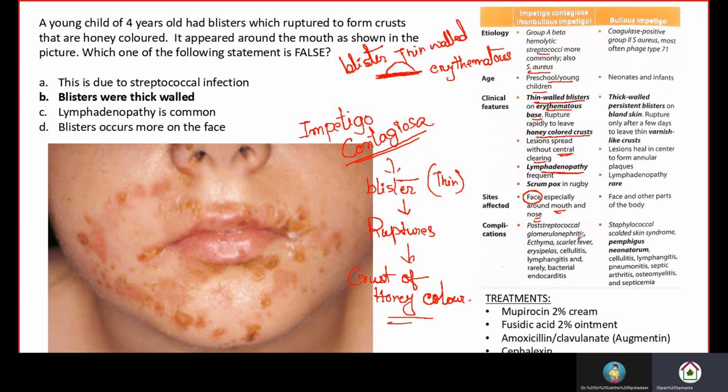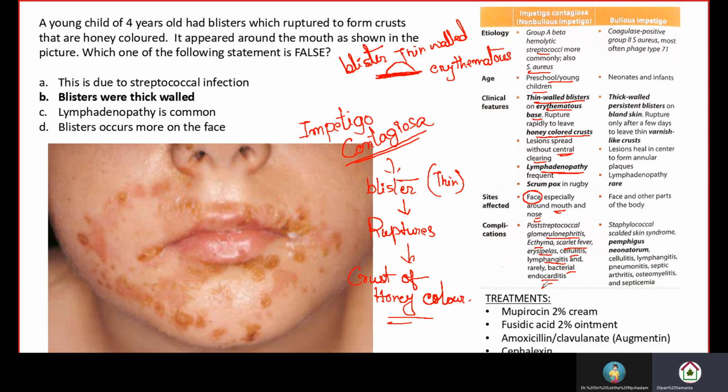Complications can be post-streptococcal glomerulonephritis, kidney involvement, ecthyma, scarlet fever, erysipelas, cellulitis, lymphangitis, bacterial endocarditis. So all these are complications of impetigo contagiosa.